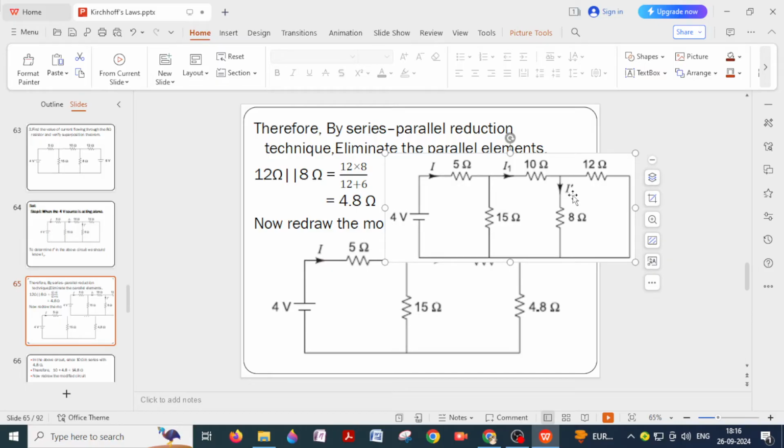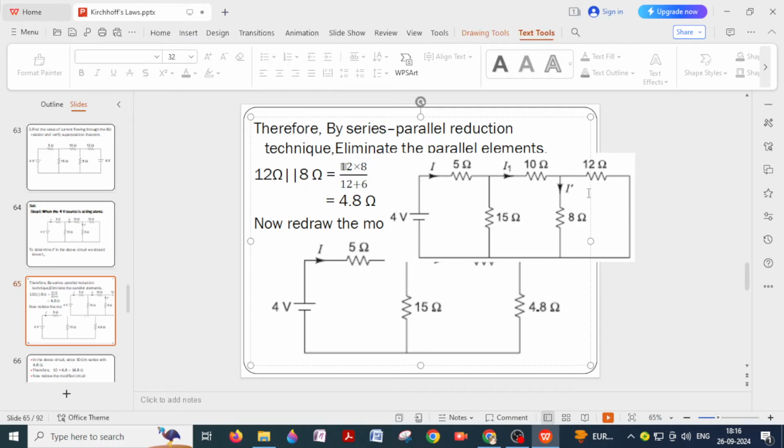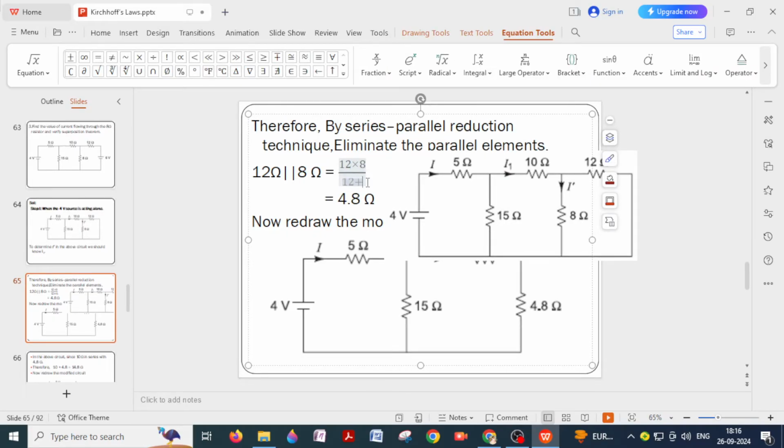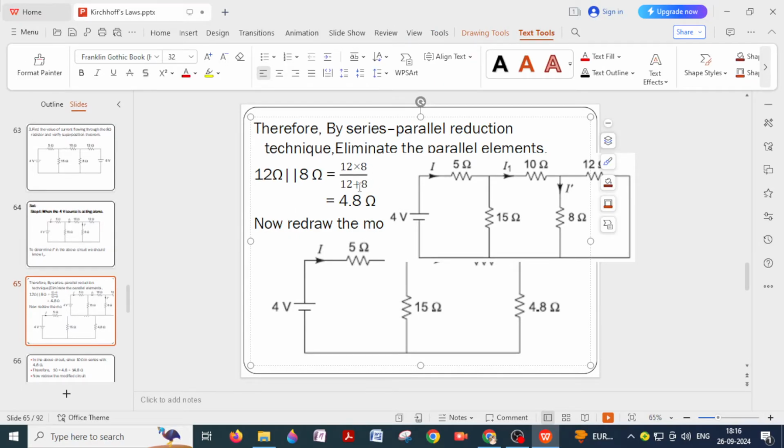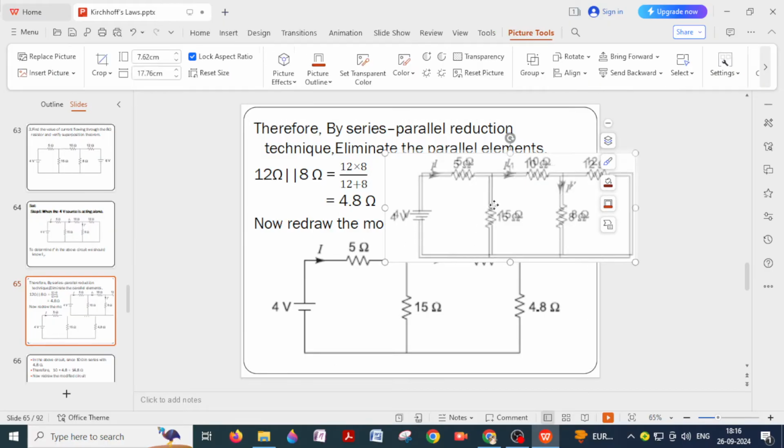Since they are connected in parallel, you can simplify this. So what do you get? 12 is parallel to 8. So equivalent resistance of these two elements which are connected in parallel is 12 into 8 by 12 plus 6. Sorry, 12 into 8 by 12 plus 8, not 6. 12 into 8 by 12 plus 8. You just simplify it, you will get 4.8.